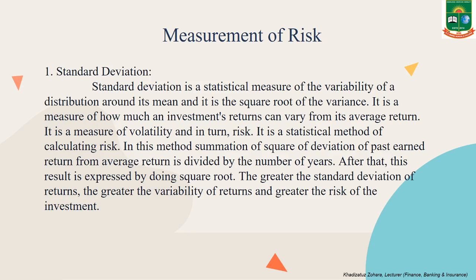In this method, the summation of the square of deviation of past earned return from average return is divided by the number of years. After that, this result is expressed by taking the square root. The greater the standard deviation of returns, the greater the variability of returns, and the greater the risk of the investment.